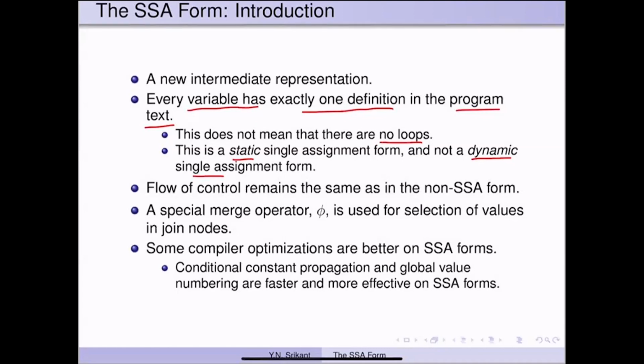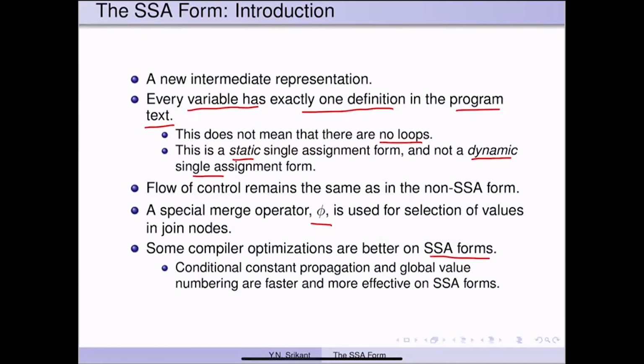Then the flow of control remains the same as in the non-SSA form. The one extra specialty is that there is a merge operator called phi, which is used for the selection of values in join nodes. This will also become very clear with an example. And the main reason why we want such a form is that some compiler optimizations are better on the SSA forms.